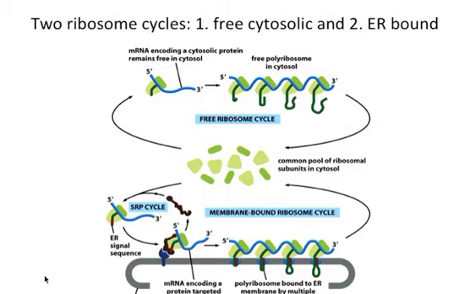Okay, so here's your free ribosome cycle, which is exactly what you think it is, right? Ribosomes bind mRNA, translate proteins. And then there's the SRP cycle where they bind to the ER signal sequence and bring everything and translate into the ER. Two different pathways.